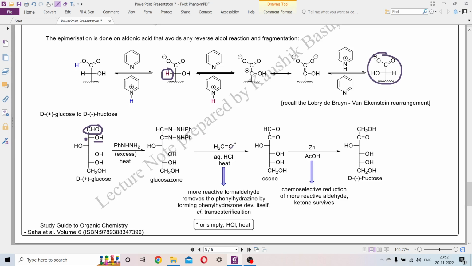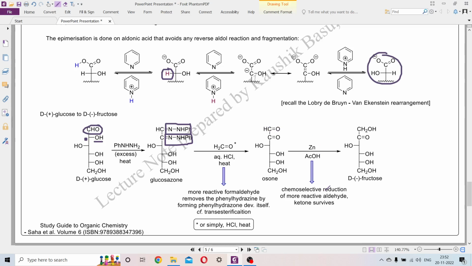So in this case, formaldehyde being the more electrophilic carbonyl in reference to the corresponding osazone, it will sort of strip this molecule and take away these phenylhydrazines, and it will itself form its corresponding phenylhydrazone, and the carbonyl groups will be revealed here. Or if you don't remember it, it's just to deploy the HCl and heat. Basically, we have now managed to oxidize this carbon. All that remains is to selectively reduce this CHO, and that can be done with zinc and acetic acid.